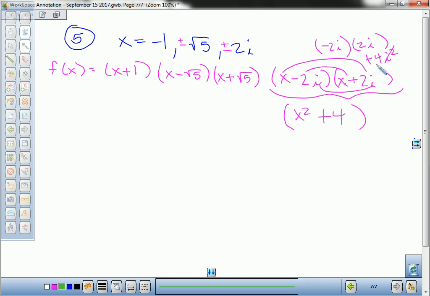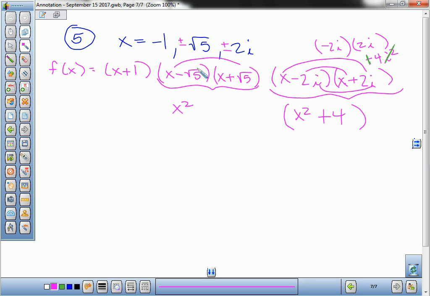I'm trying to switch colors. It didn't do it. There we go. All right, now let's go back and do these two. This times this is x squared. The outside and the inside are going to cancel. Now, a negative times a positive is a negative. What happens when I multiply a radical times itself? Square root of 5 times square root of 5. It is the square root of 25, which is just 5.